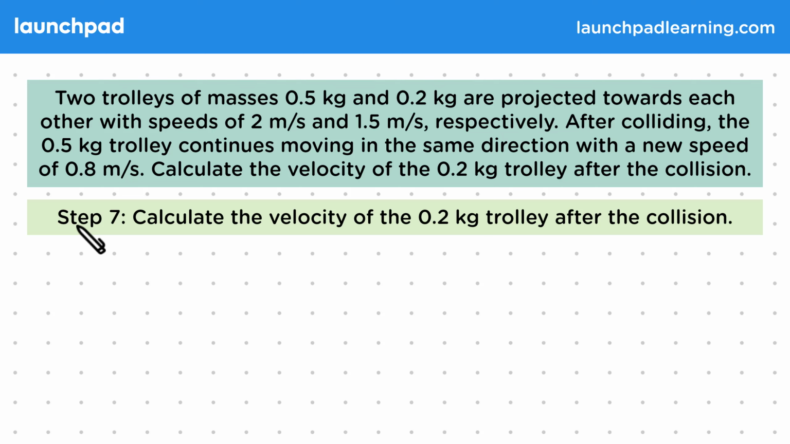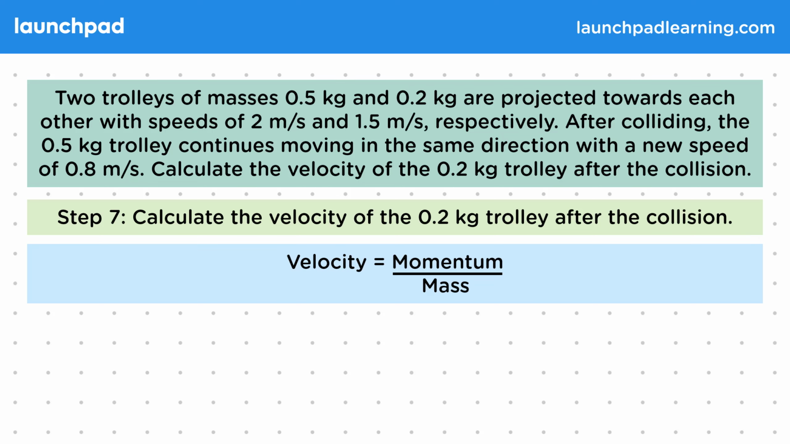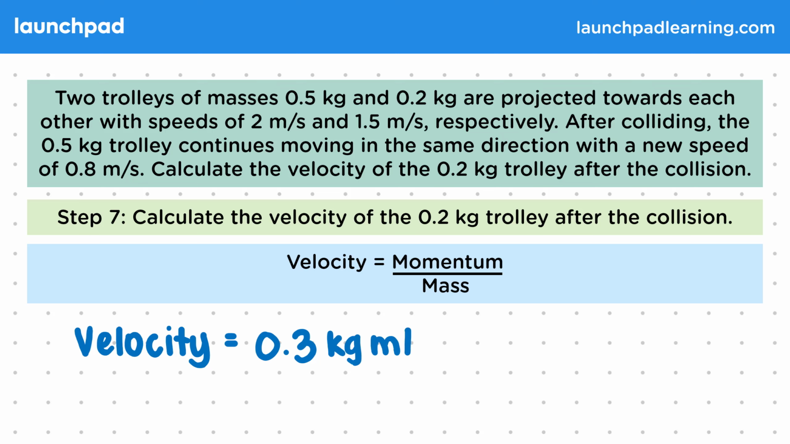Now for the final step. In step 7, calculate the velocity of the 0.2 kilogram trolley after the collision. So if we flip the equation we previously found, we have that velocity is equal to the momentum divided by the mass. So to find the velocity of the second trolley, we do 0.3 kilogram meters per second divided by 0.2 kilograms. This gives a value of 1.5 meters per second.